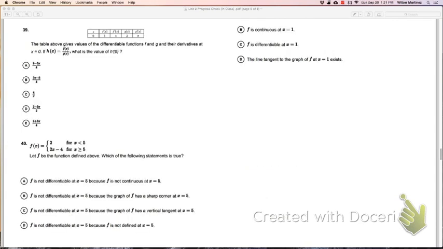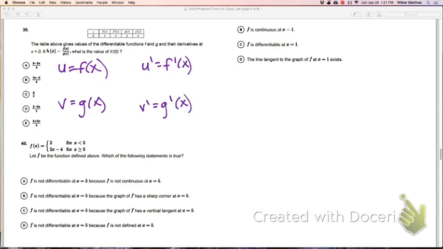For this next one, they want to know the derivative of h, and this time it's f divided by g, so we're going to use the quotient rule. So I would say u is equal to f of x, and v is equal to g of x, u prime is f prime of x, v prime is g prime of x, and if I'm plugging in 0 now, and I go to the table, f of 0 is 3, g of 0 is 2, f prime of 0 is 4, and g prime of 0 is pi.